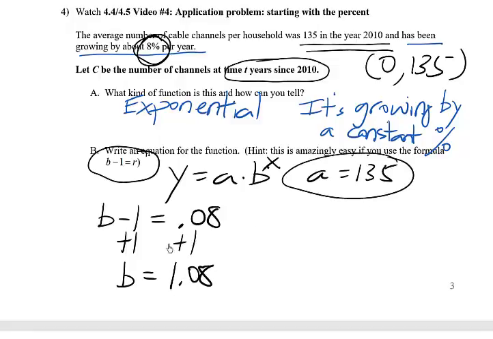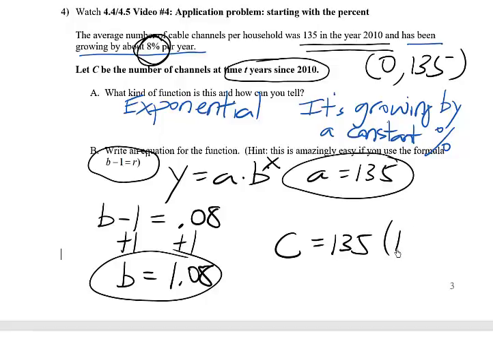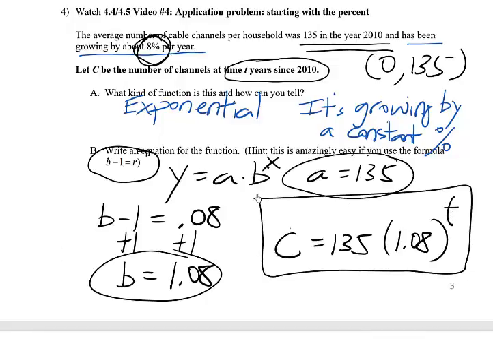Well, now that I know my A and my B, I can quickly write down the equation of the function. I should use the correct letters. My dependent variable is C equals 135 times 1.08 to the T. That's the equation of this exponential function. The point of this example is if they hand you the constant percent, they are for all intents and purposes handing you the B. Well, let's continue.